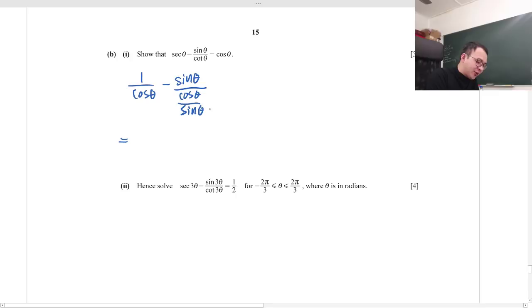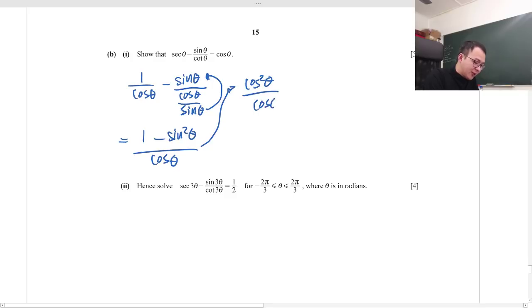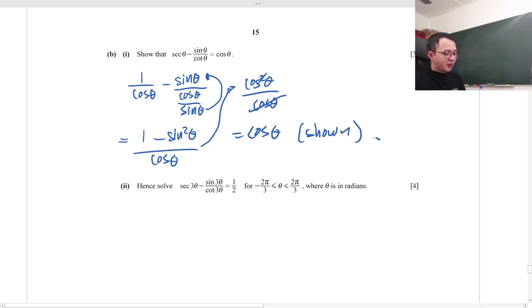So basically you can see this sine theta will multiply the top, right? So 1 minus sine square theta over cos theta. So 1 minus sine square equals to cos square theta over cos theta. Then I simplify, I get cos theta. Alright, this is a very easy question. As long as you know how to do a simple fraction, you should be fine.